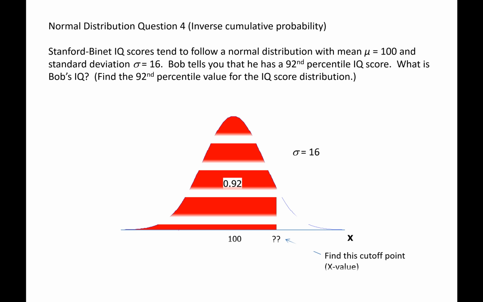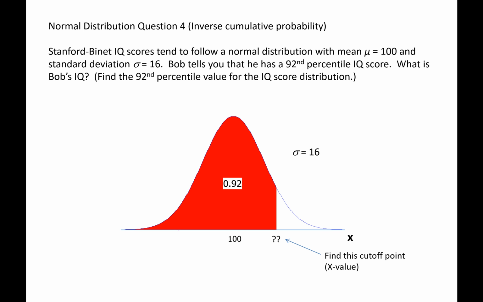It's not too difficult to draw the picture. Here we have a mean of 100, standard deviation of 16. We don't know what the x value is, the cutoff point, but we do know that the probability of being to the left of that is 0.92. So this should give us some idea that his IQ should be less than 124, because we just saw that 124 has 93% of the area to the left of it. So it should be a little bit less than 124. But the question is how much less?